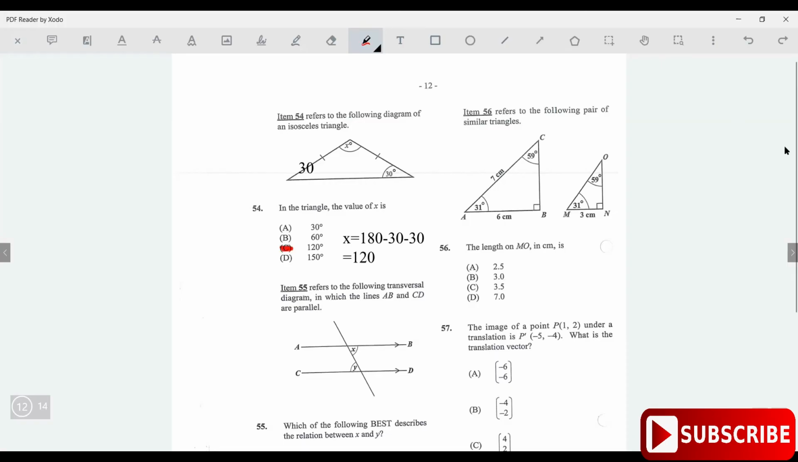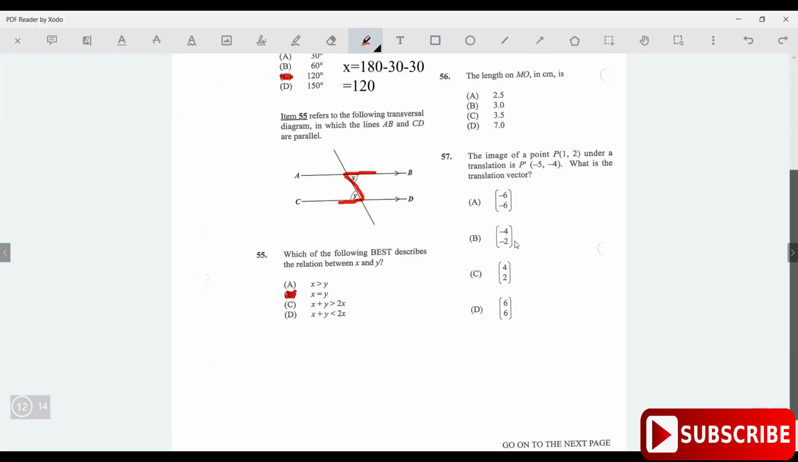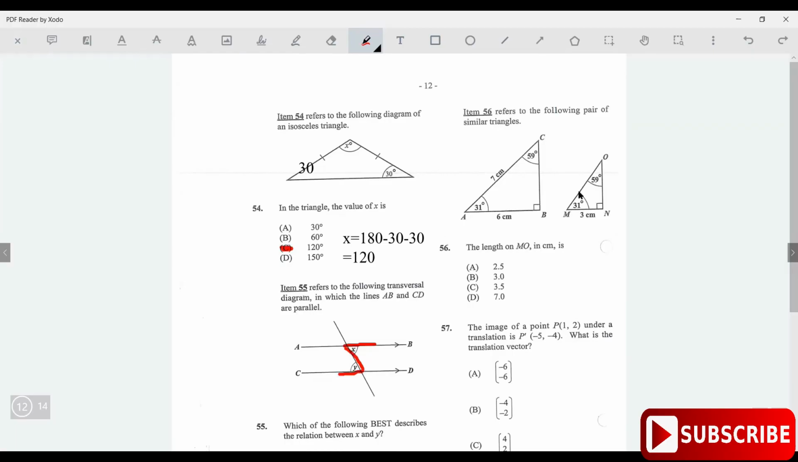All right. Right here, alternate Z angles, and alternate Z angles are equal. X equals y. Easy question. The length of MO. Length of MO is a half the length of AC, 3.5. Because they're similar triangles. 6 and 3, you divide 6 by 3 to get 2, so you divide 7 by 2 to get 3.5. Easy question.